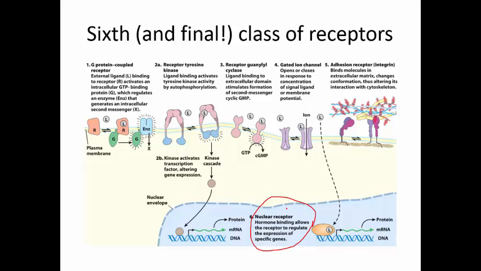In this case, what's happening is even that initial signal passes all the way through, instead of making second messengers or kinase cascades or something, and goes all the way to the nucleus and then causes the transcription of mRNA, eventually leading to proteins.